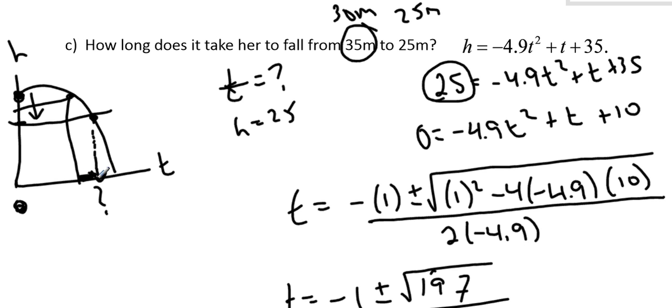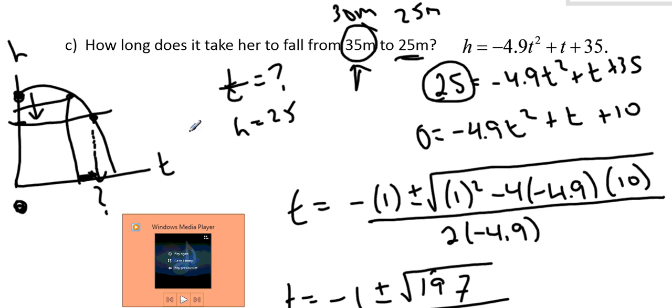But this one happened to give us the easy beginning point and then only one point that we had to calculate. But I hope that that method makes sense.